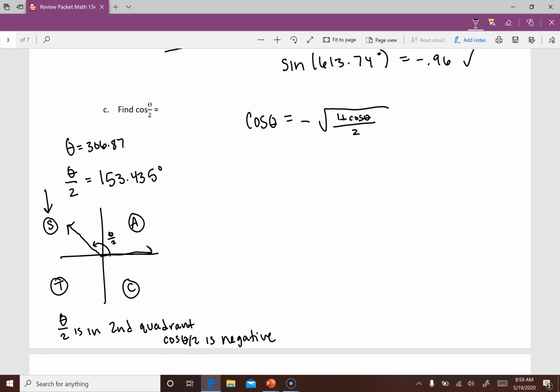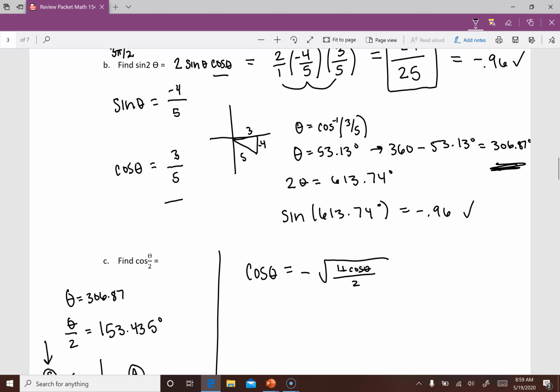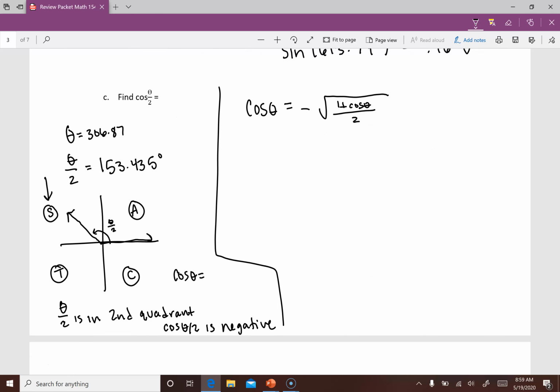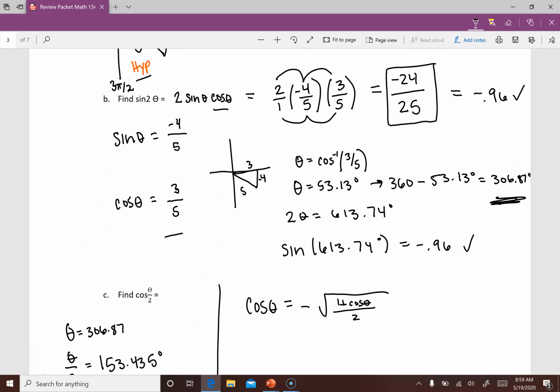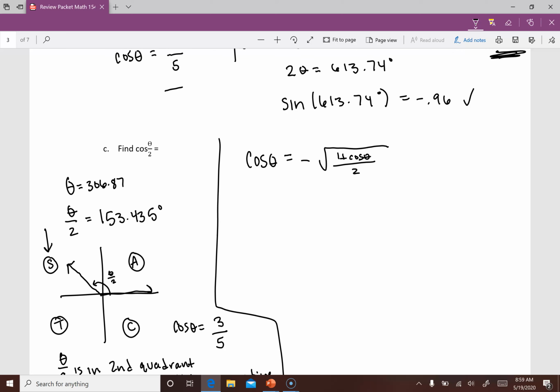All right, so moving forward with this, we need to find what cosine theta is. And I'm just going to kind of do that over here. I know cosine theta is adjacent over hypotenuse, right? And if you look over here, I've already found it. It's 3 over 5. And if you forgot how to do that, you remember you have to draw your triangle, find your adjacent, find your hypotenuse. All right, so plugging into that, I get cosine theta over 2 equals negative, don't forget that, the square root of 1 plus 3 over 5, divided by 2. And this whole thing is under the square root, like that.